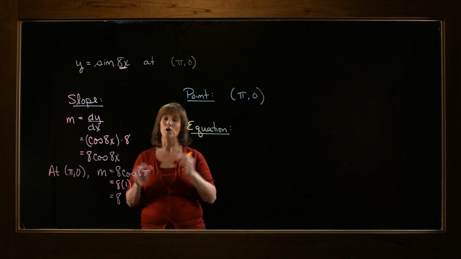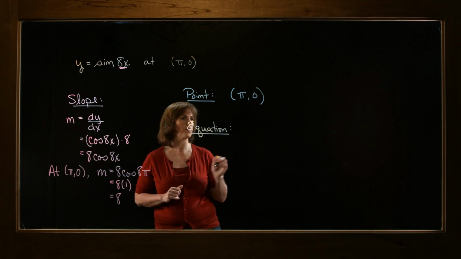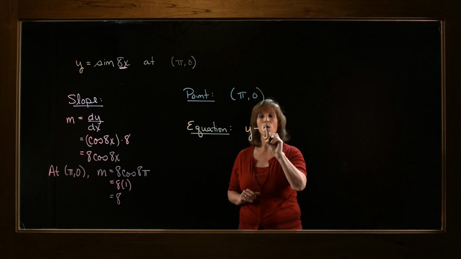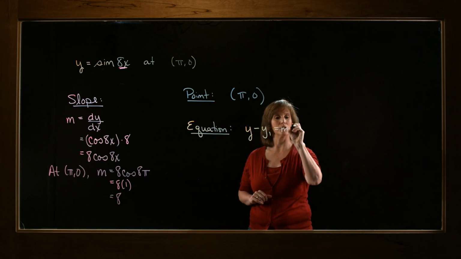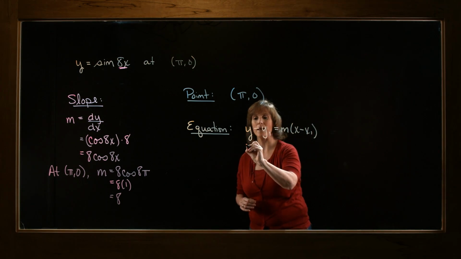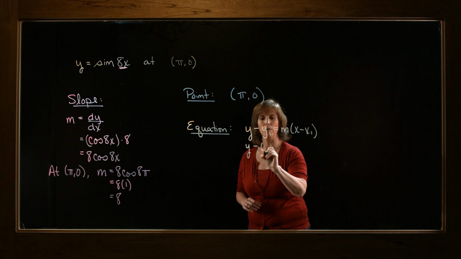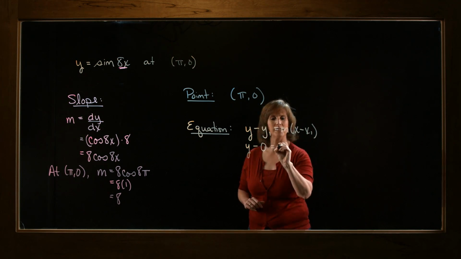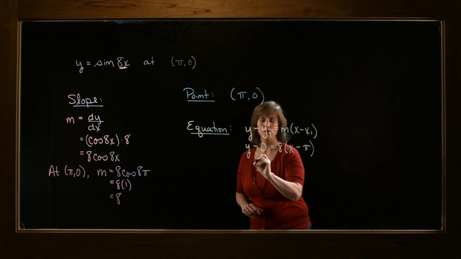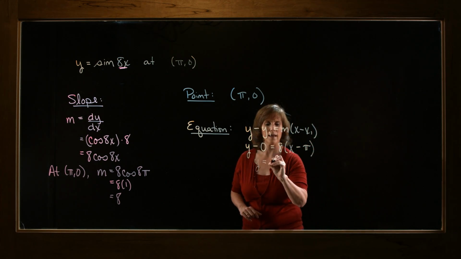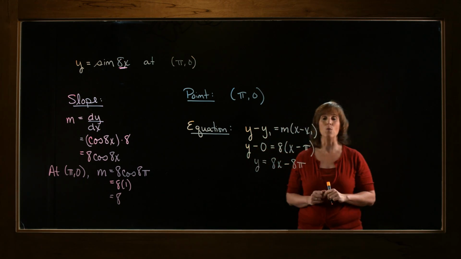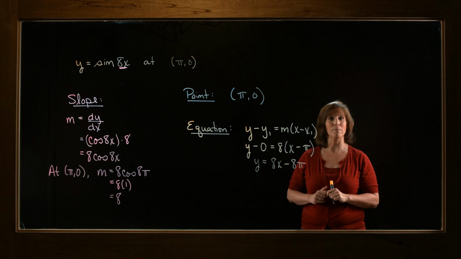The last thing to do is put it all together and get the equation of a line. Well, I know that I can get the equation of a line by using the point-slope formula, which is y minus y1 equals the slope times the quantity x minus x1. Filling in the appropriate information, I have y minus 0 equals my slope, which is 8, times the quantity x minus pi. So y is going to equal 8x minus 8 pi. And that's the equation of my tangent line through the point (pi, 0).